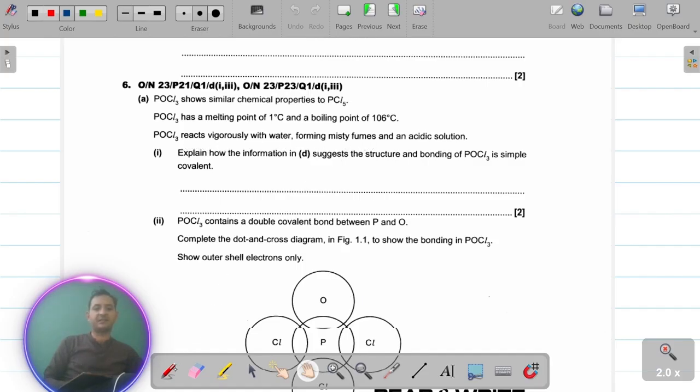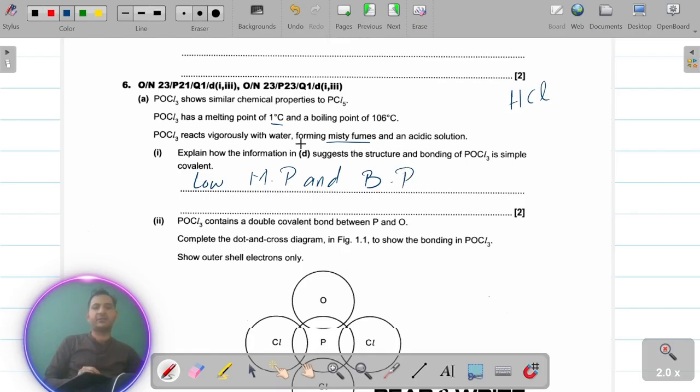Misty fumes mean HCl. It is a famous term in your A levels. HCl actually makes misty fumes, okay. And acidic solution. We know when we dissolve this in water, we will get HCl or phosphoric acid, H3PO4. Explain how the information suggests the structure and bonding in POCl3 is simple covalent. Number one reason is the low melting point and low boiling point. This is the first reason. It is like describing it as covalent.